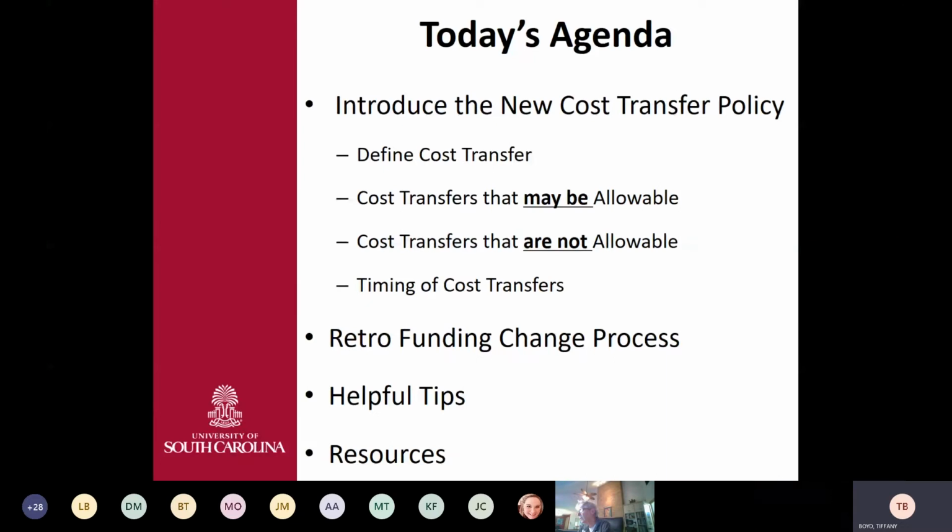So today we're going to go over what a cost transfer is, cost transfers that may be allowable, cost transfers that are not allowable, and then timing of those cost transfers. We're also going to go over the retro funding change process again, just because we still get a lot of questions related to those, and we thought it would be helpful. Salary is the most common cost transfer that we see related to grants. We're going to discuss some helpful tips and then also tell you where you can find resources if you have additional questions.